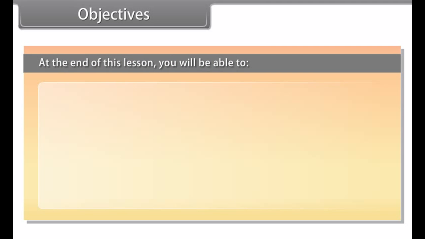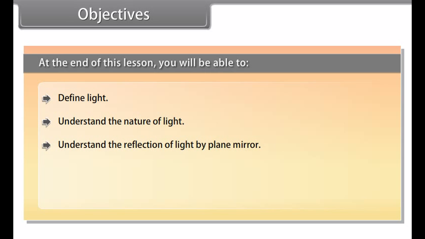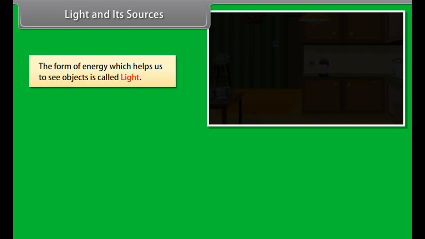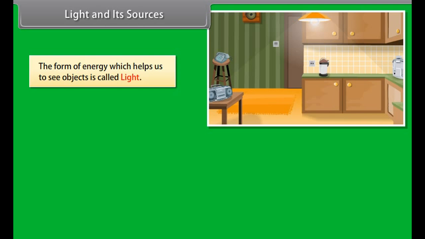Objectives. At the end of this lesson, you'll be able to define light, understand the nature of light, understand the reflection of light by a plane mirror, laws of reflection, differentiate between real and virtual image, light and its sources.